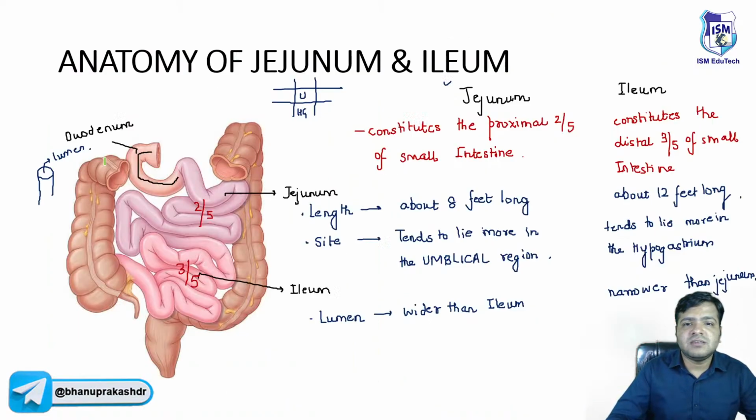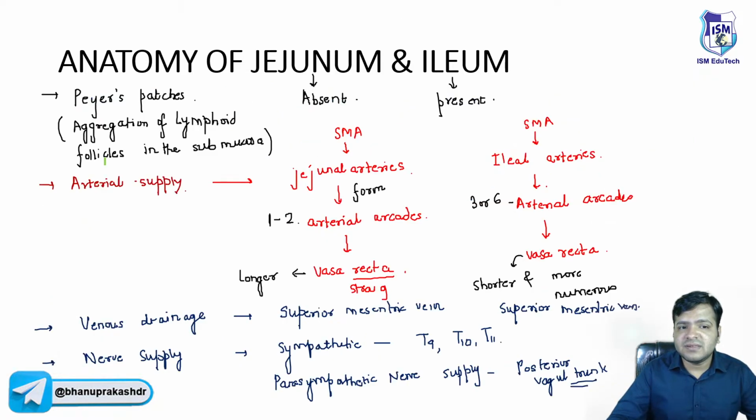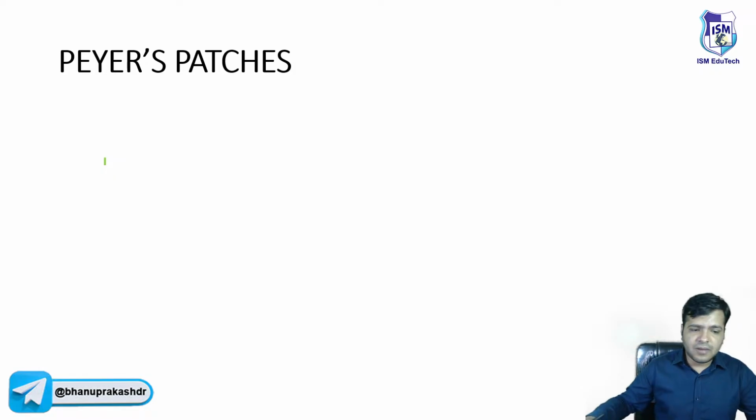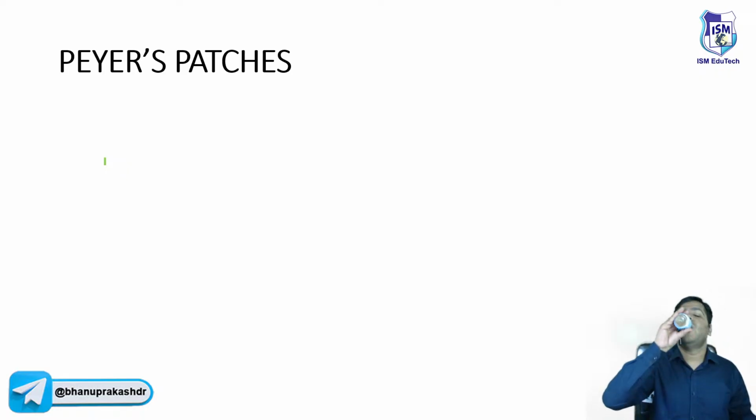The anatomy of jejunum and ileum I have done in a very concise manner, and I have already discussed the relevant points: the length, site, lumen, wall, circular folds, villi, mesentery, Peyer's patches, arterial supply, venous drainage, nerve supply, and lymphatics. Very good, beta. Now coming on to the Peyer's patches, guys.